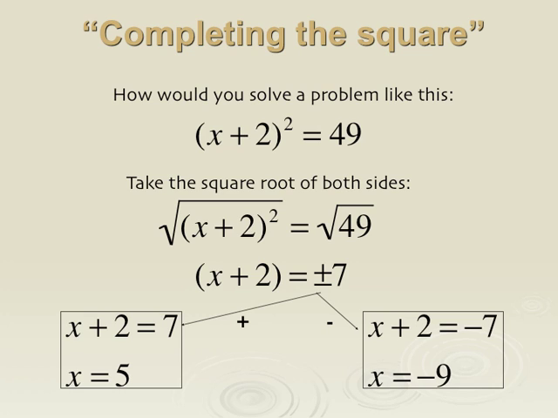Notice in the original equation at the top of this slide that if you plug in either 5 or negative 9 for x, and then square that quantity plus 2, you will in fact get 49. So there are two solutions to this equation. There are two numbers we can plug in for x that make the left and the right sides of the equation equal each other.